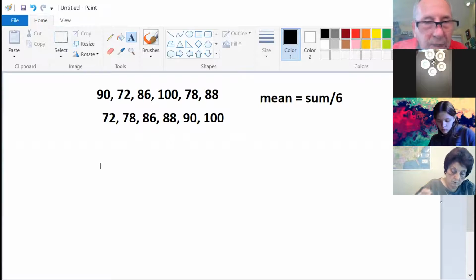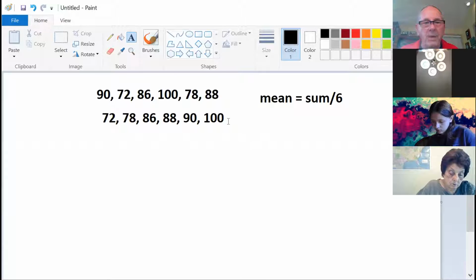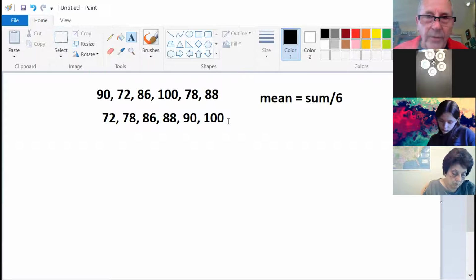This particular one does not have a mode, right? So the mode is none. But it says for each data set, find the mean, the median, and the mode. I know that, but what I'm saying is not all of them have a mode. So the answer is none for mode. Okay. So what's the sum divided by 6?